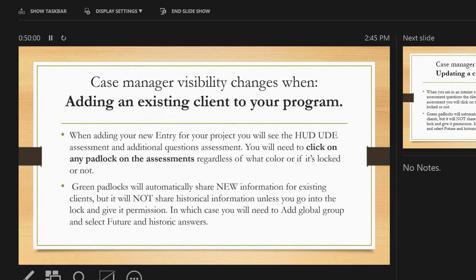Okay, and these next two are going to be a whole lot easier when I actually show you on the training site. But when adding your new entry for a project, you will see the HUD UDE assessment and the additional questions assessments. If a client does have historical data that they do wish to share, you will need to click on the padlock on those assessments, regardless of what color it is, to give it permission to share historical data. That padlock's color may look green and open, but assessment sharing refers to new or future data. So it won't necessarily mean it's going to share historical data, unless you go into it specifically and give it specific permission to share future and historical answers.